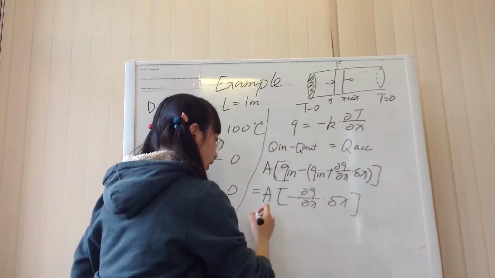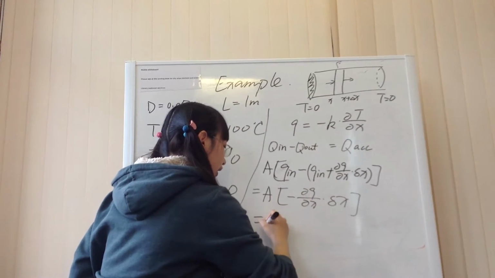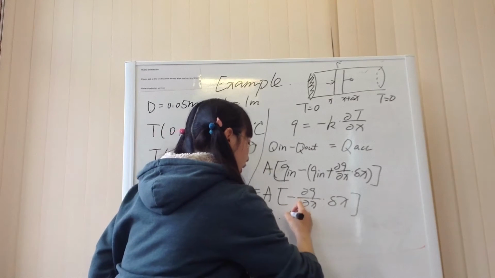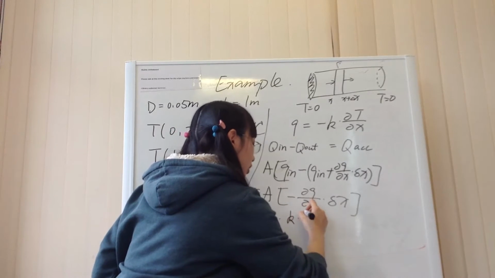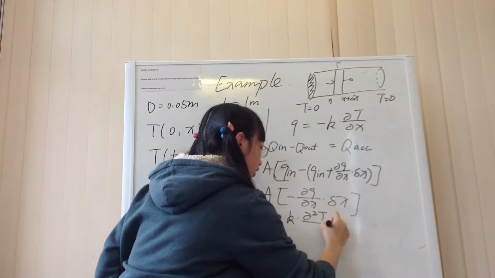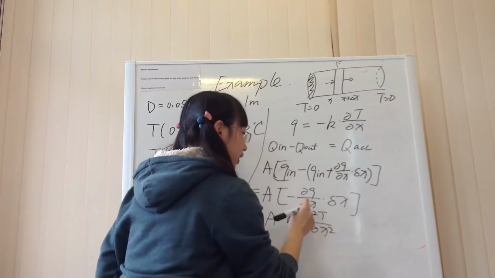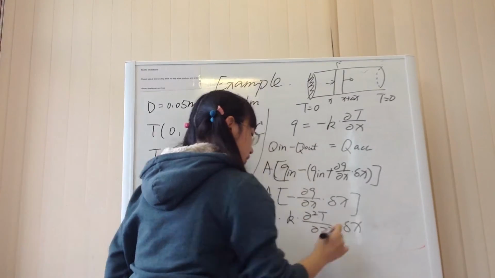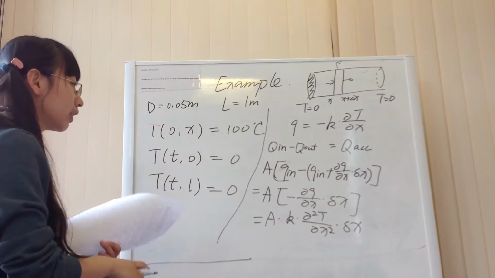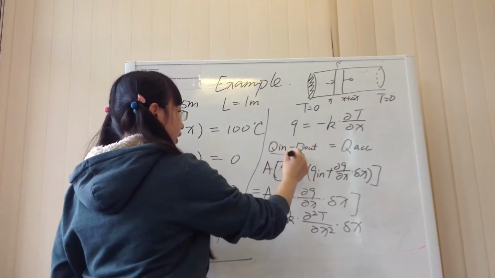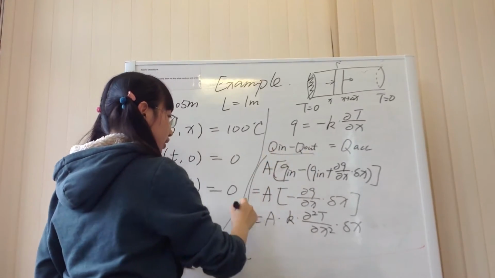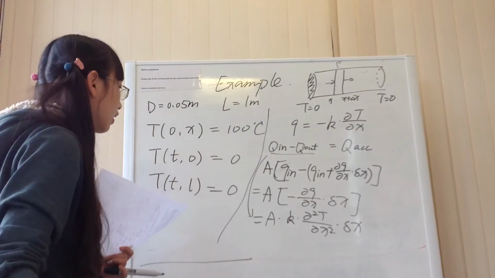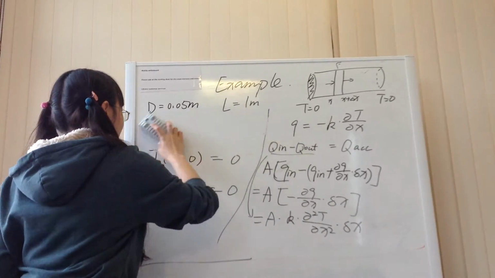And if you plug that in, you will get A times K times partial squared T over partial x squared, because here you do the partial differentiation again, times delta x. So this is Q in minus Q out. It comes to here, by boundary conditions.